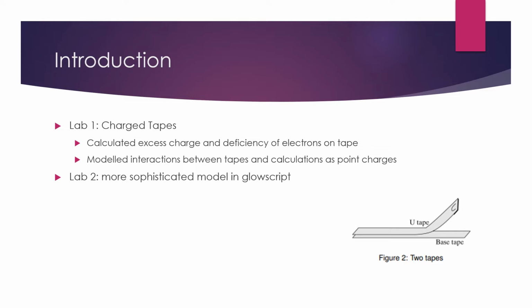Most importantly, in Lab 1, we modeled the interactions between the tapes and made the calculations with the assumption that the charges on the tapes were point charges. And here in Lab 2, we will be assuming that there is a line of charge, which will involve a more sophisticated model, which will be done in Glowscript.